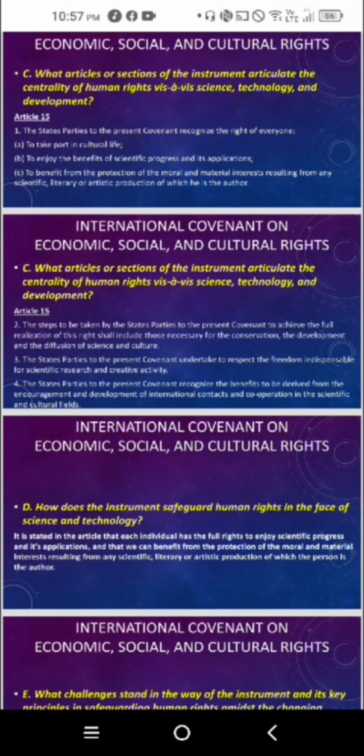The states parties to the present covenant undertake to respect the freedom indispensable for scientific research and creative activity. And lastly, the state parties to the present covenant recognize the benefits to be derived from the encouragement and development of international contacts and cooperation in the scientific and cultural fields.